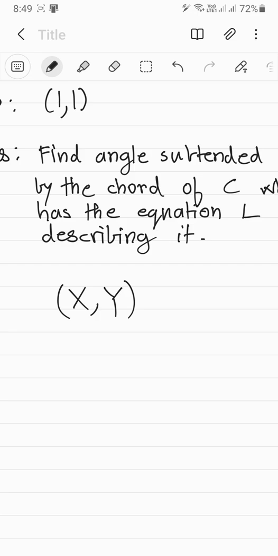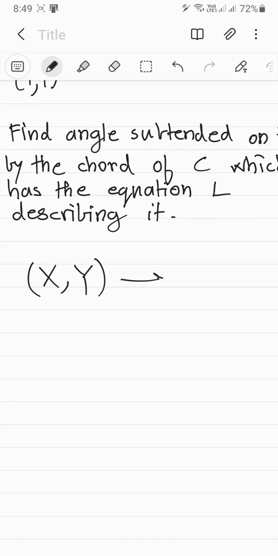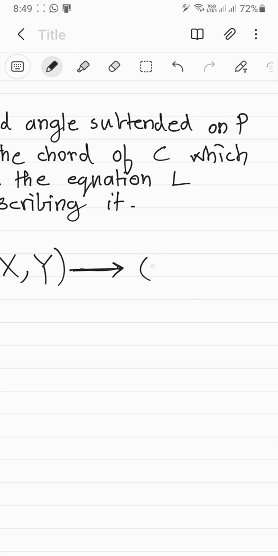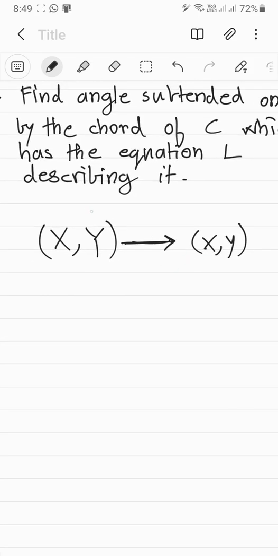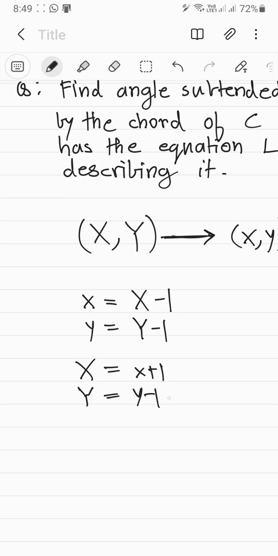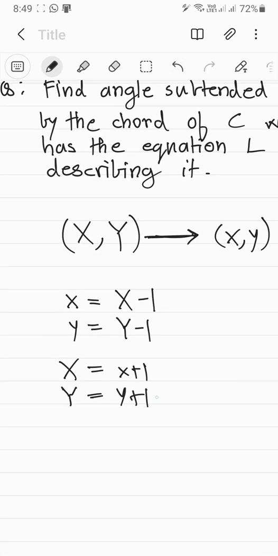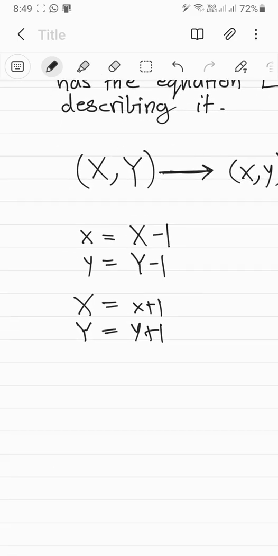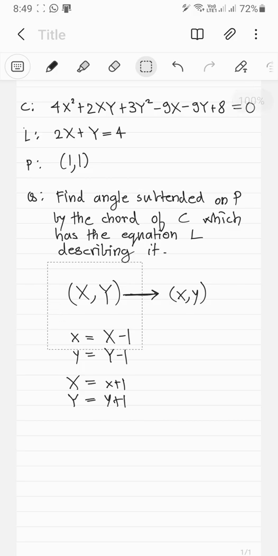the frame of origin. Now if we shift this to the point of view of the point P, then say it's now described as small x comma small y. The relation between these small x small y and capital X capital Y is that small x is capital X minus 1 and small y is capital Y minus 1, which means we can put capital X as small x plus 1 and capital Y as small y plus 1 into this equation. So now let's do that.